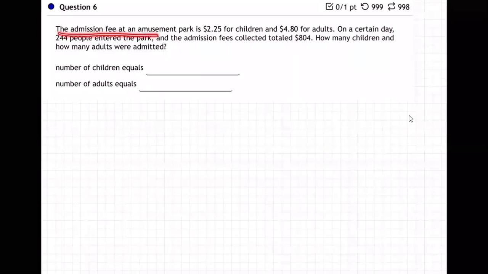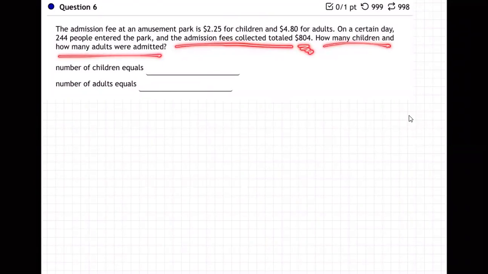The admission fee at an amusement park is $2.25 for children and $4.80 for adults. On a certain day, 244 people entered the park, and the admission fees collected totaled $804. How many children and how many adults were admitted?